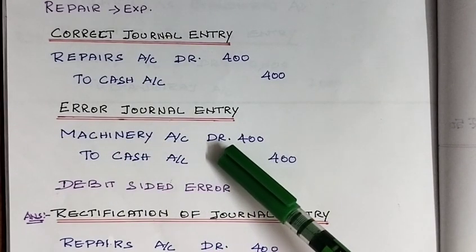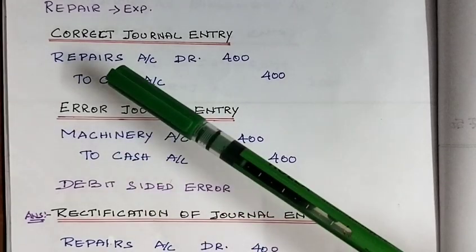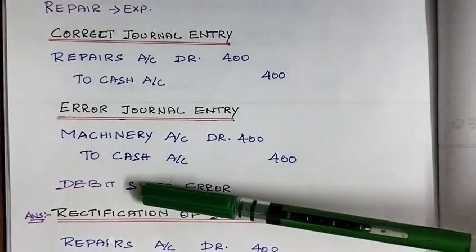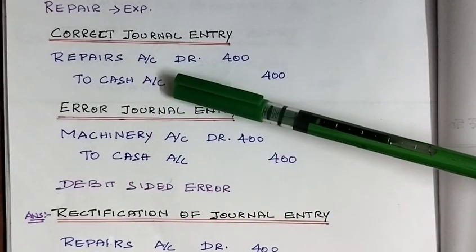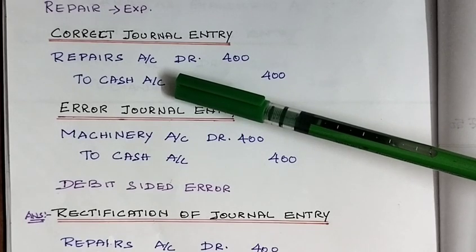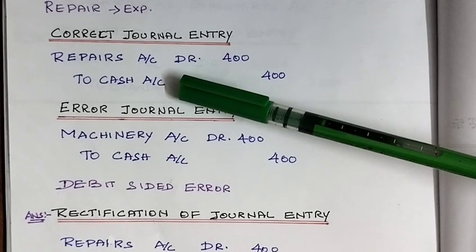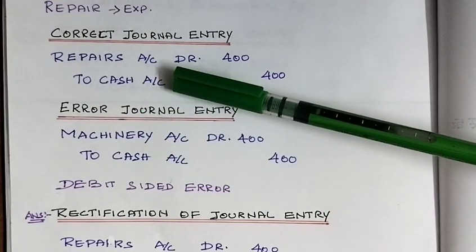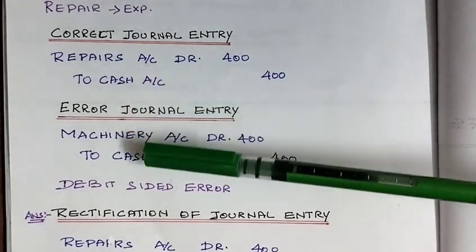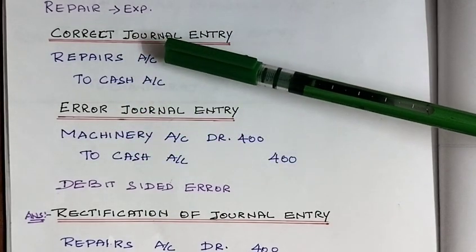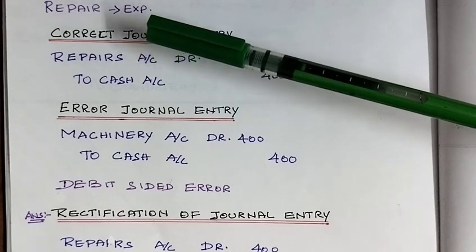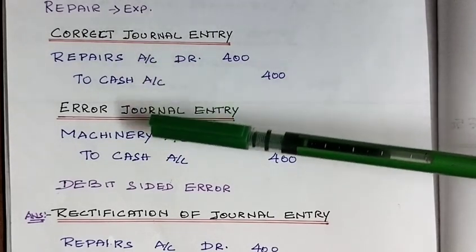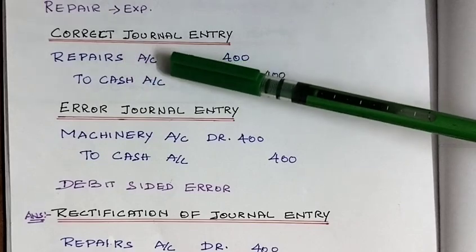So where is the error? The error is on the debit side. The credit side has the same cash account in both. We have to compare both journal entries, and only then can we identify the error. On the credit side, we have the cash account credited, so there is no error. Let's see the debit side. The debit side has repairs account debtor and machinery account debtor. Which side has the error?